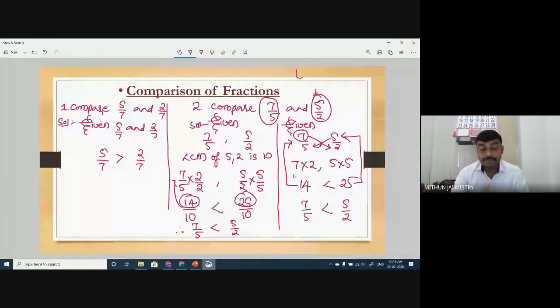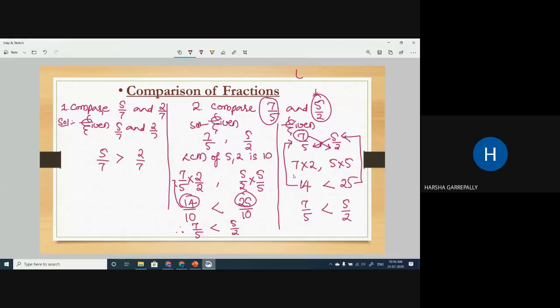We are running out of time. So that's it for today, children. We have learned a lot of definitions. We understood what a fraction is, the types of fractions, and we did comparison of fractions.